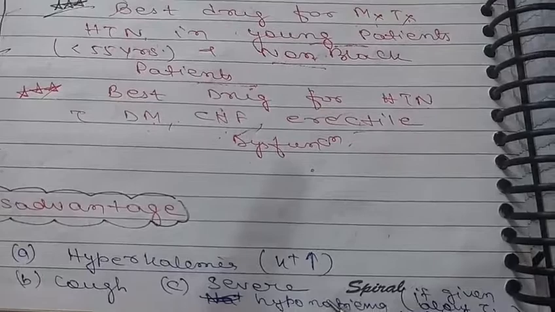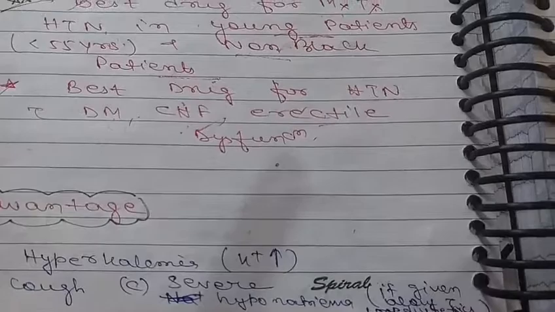Now moving to the next point, the disadvantages. It can cause hyperkalemia, it can cause cough, it can also cause severe hyponatremia, but it can cause severe hyponatremia if it is given along with loop diuretics. Otherwise there is no hyponatremia effect. So these two are the side effects of the ACE inhibitors.